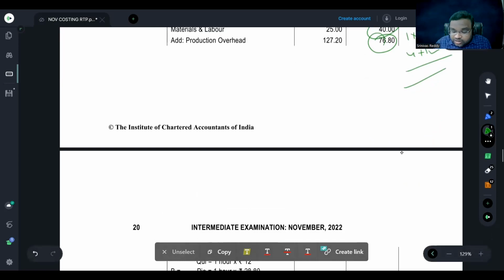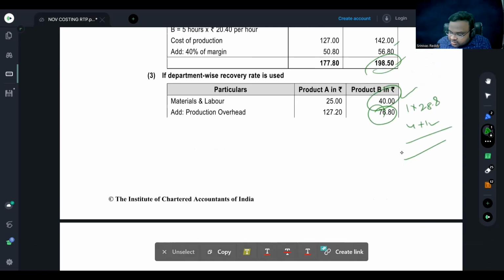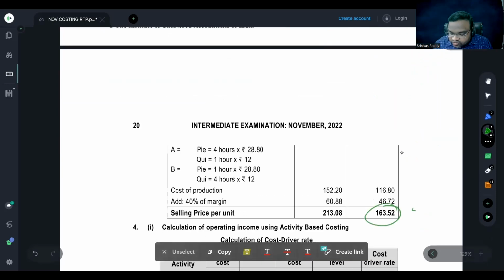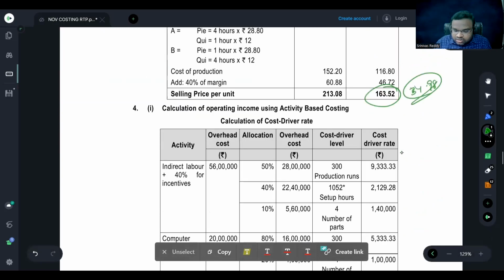Whereas you are charging how much? 198.5. You are overpricing the product. 198.5 minus 163.52. How much is it? 34.98 rupees. 35.28 is the overpriced amount. Okay. 198.5 you are getting.